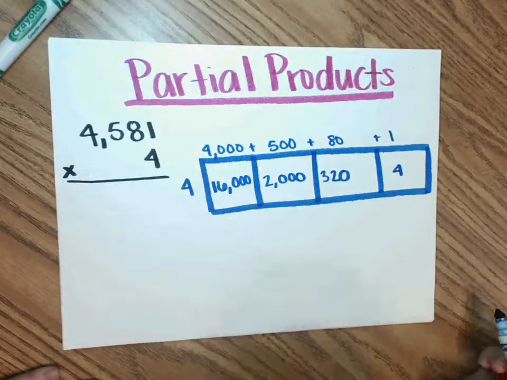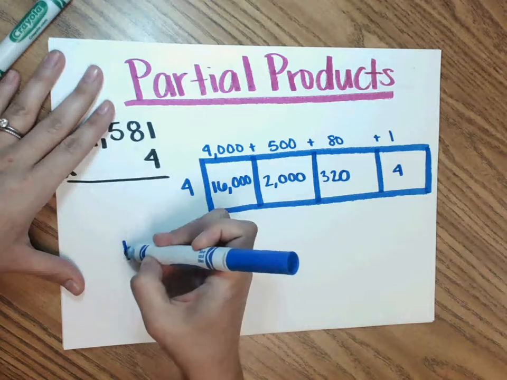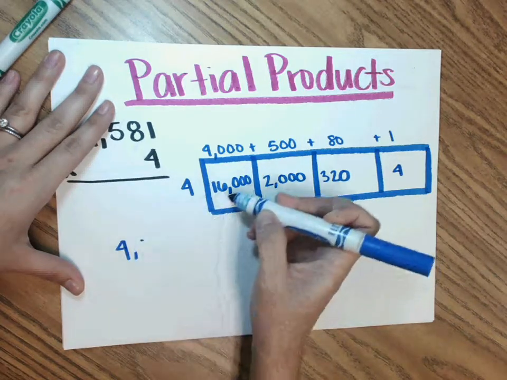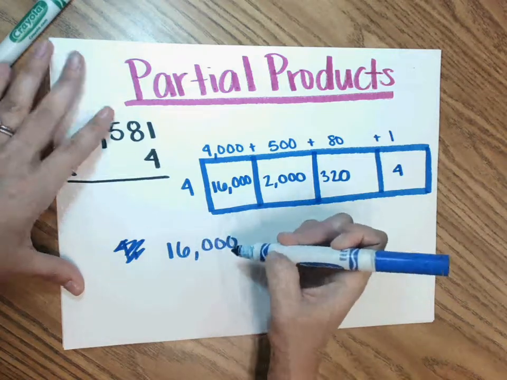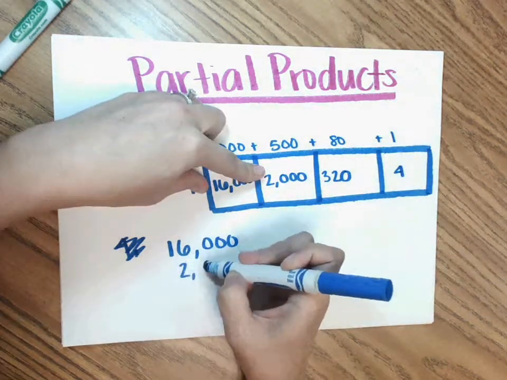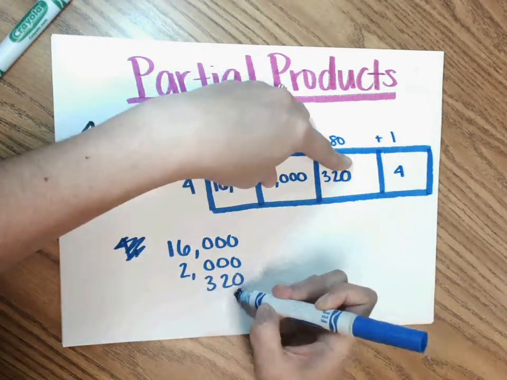Now, once they have these 4 pieces, all they need to do is add them up. Oh, sorry. That's not what they're going to do at all. They're going to do 16,000 plus 2,000 plus 320 plus 4.